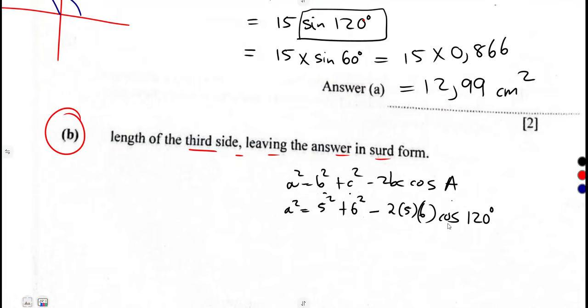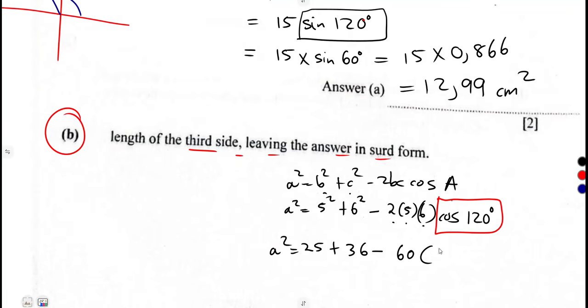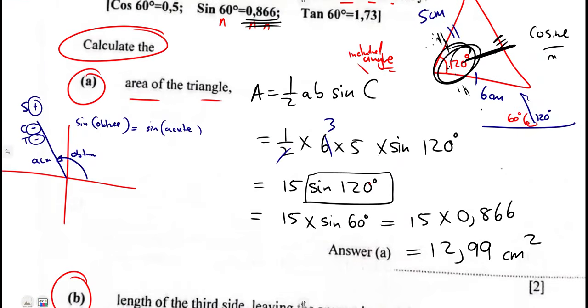But remember what I said, you do not have the angle of 120, so you use the equivalent. 5 squared is 25, plus 6 squared, which is 36, minus 2 times 5, 10 times 6, that's 60, times the cos of 120. The cos of 120 is obtuse, so you take the acute angle, just like here with sine of 60.